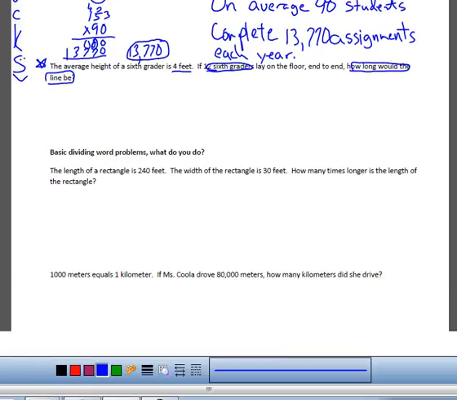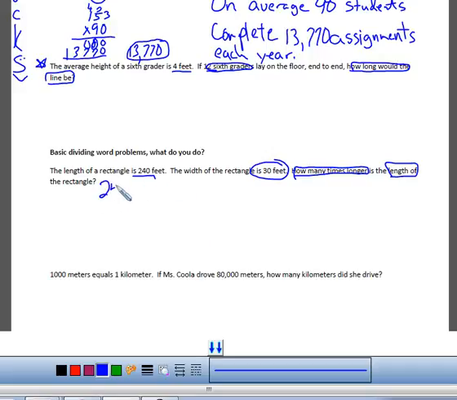Let's go down to the dividing or division. The length of a rectangle is 240 feet. The width of the rectangle is 30 feet. So let's underline and circle. How many times longer is the length of the rectangle? So, to find out how many times longer, we divide.